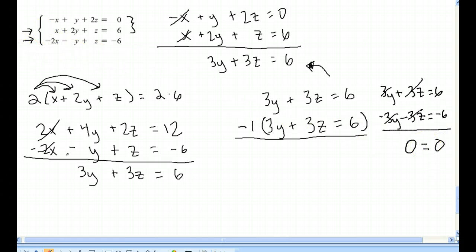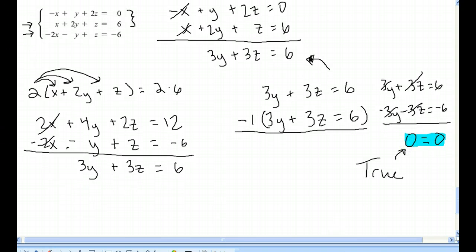So similar to the last time, all the variables canceled. But this time we have the equation 0 equals 0, which is true. So it's a little bit different. Last time we got 0 equals 6, which was not true. But now 0 does equal 0. That's true. So this is what we call a dependent system.